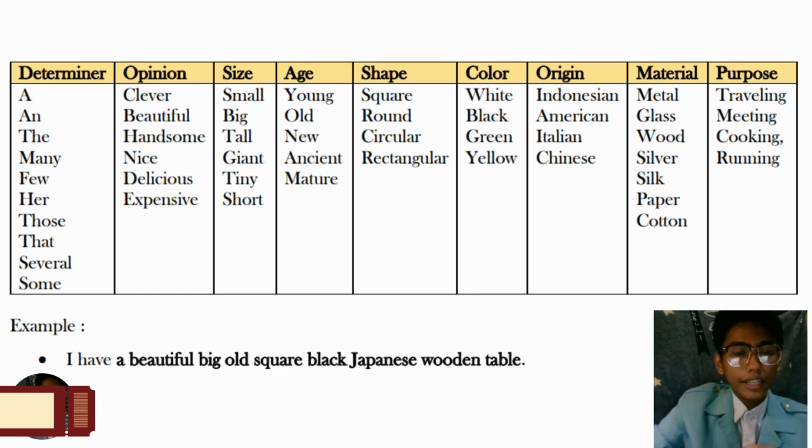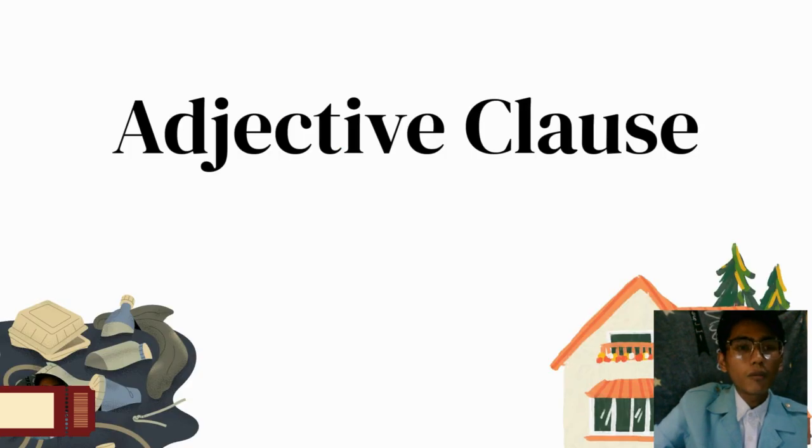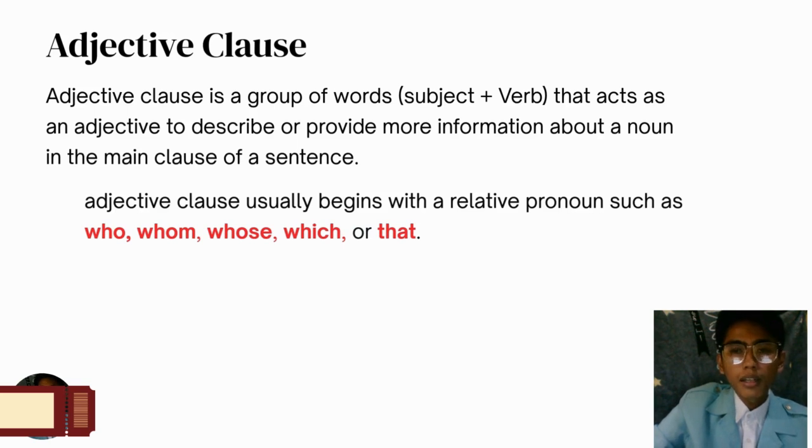Let's take a look at the example. I have a beautiful big old square black Japanese wooden table. It's quite confusing, isn't it? Yes. And now we're moving on to adjective clause. It is more complicated because a phrase is just a group of words, but a clause has its own structure, subject and verb. But the role is as an adjective.